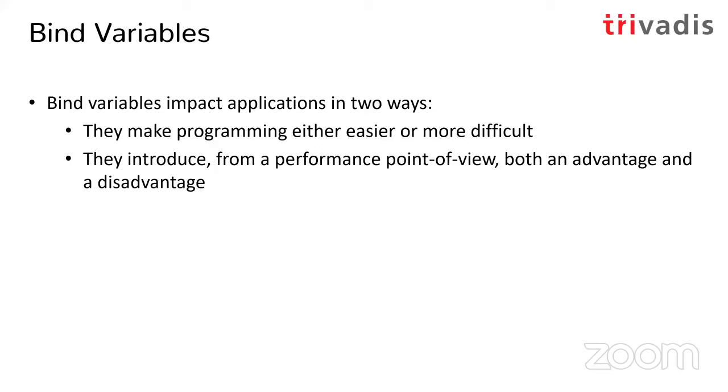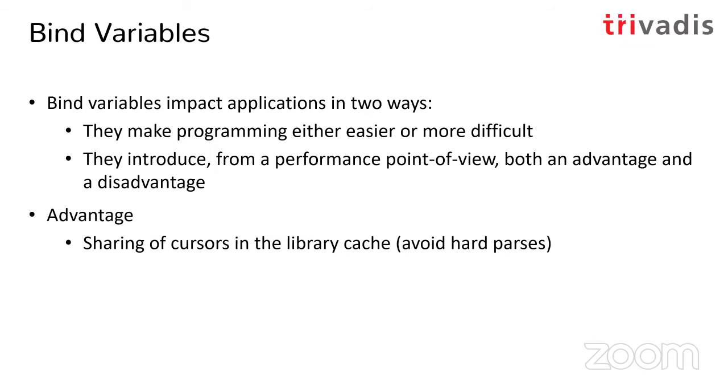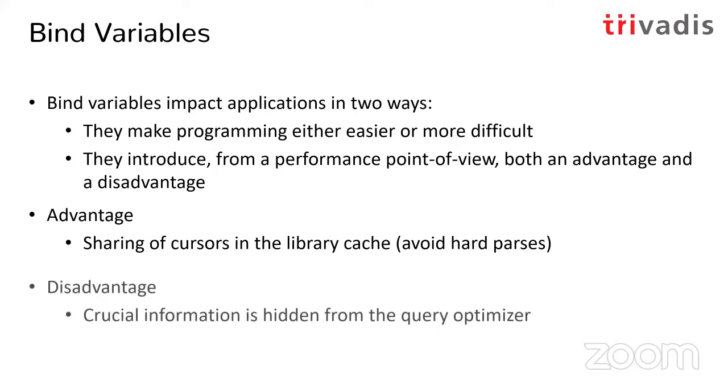For example, if you are programming in PL/SQL, it's easier to use bind variables. If you are programming in, I don't know, Java with JDBC, it's easier to not use bind variables, for example. Okay, and from a performance point of view, bind variables introduce both advantages and disadvantages. Basically, the key advantage of using bind variables is that you are able to share cursors in the library cache, as we have seen before, and of course avoid parses and so on, which is very important for performance.